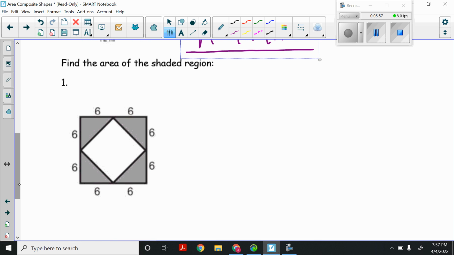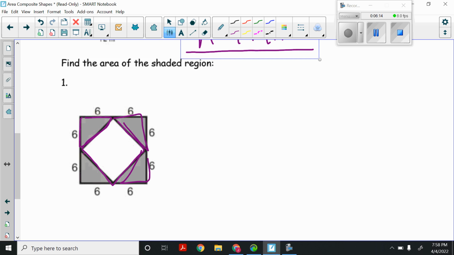So now it says find the area of the shaded region. There are several different ways that I could work this. I could find the area of the entire thing, and then the area of what's not shaded and subtract it out. Or I see that the area of the shaded, they're all marked the same.